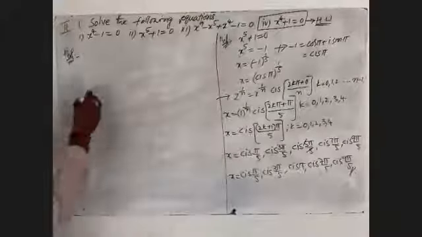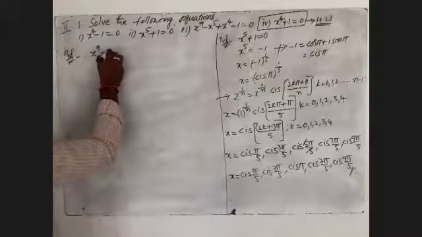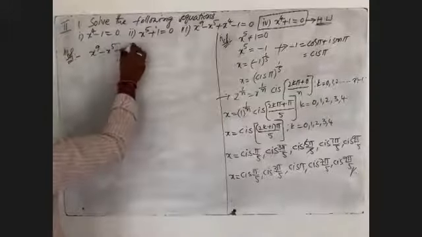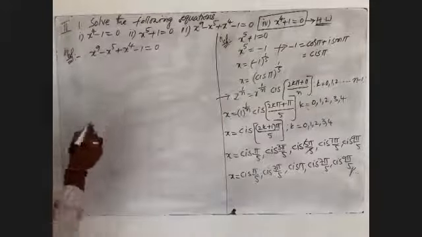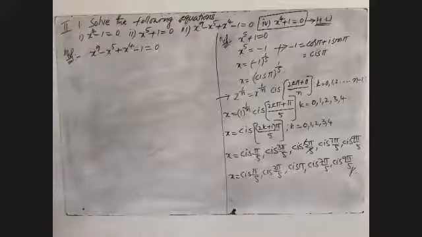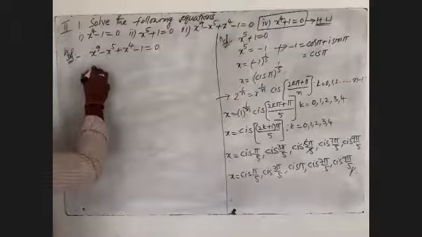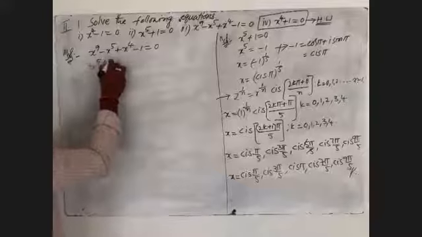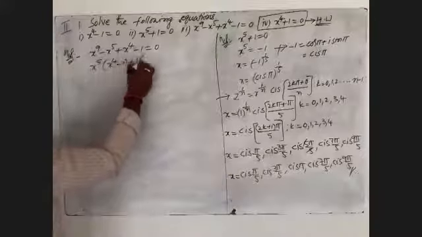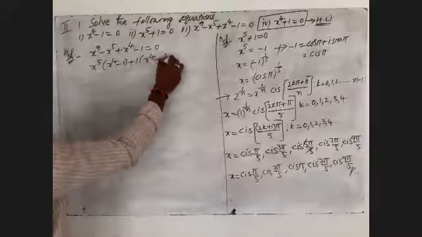What is the third one? x power 9 minus x power 5 plus x power 4 minus 1 is equal to 0. I take x power 5 common, remaining x power 4 minus 1. Then 1 is common, remaining x power 4 minus 1 equal to 0.